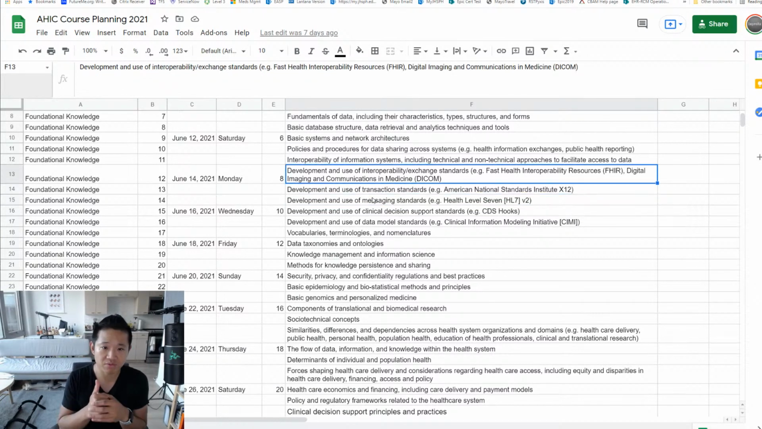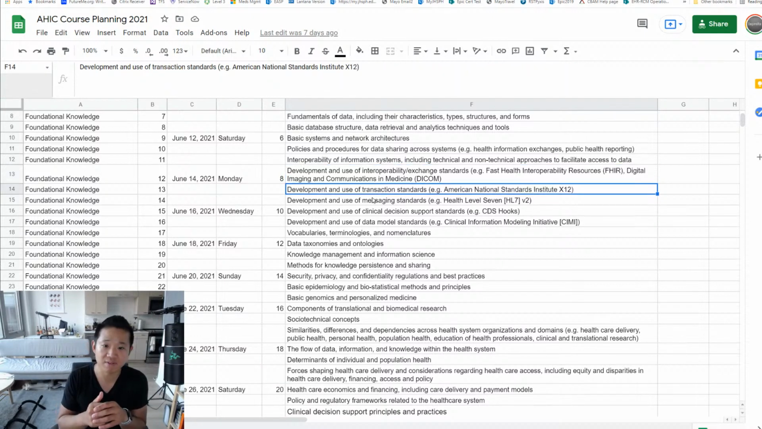So we're going to go through development and use of interoperability/exchange standards, for which examples are the FHIR and DICOM standards. And then section 13 is development and use of transaction standards. Example is ANSI X12. This should be fun. There's so much we can talk about with FHIR. I don't even know how much I can get through with this, so it's probably going to be just bare bones, if anything.